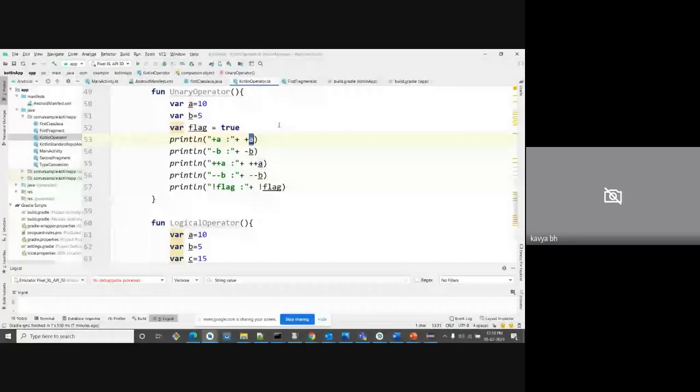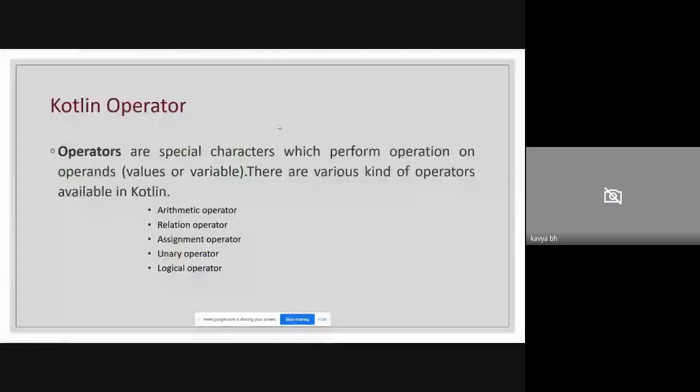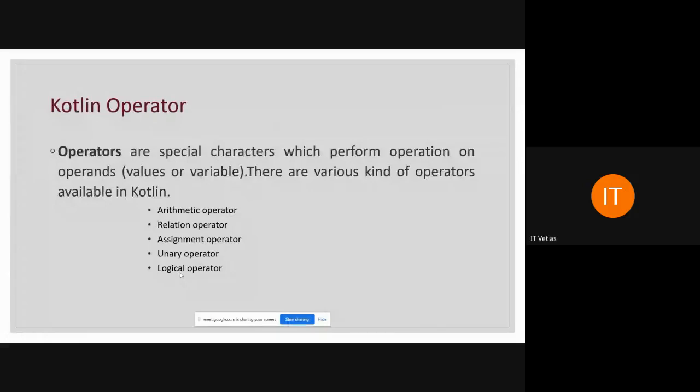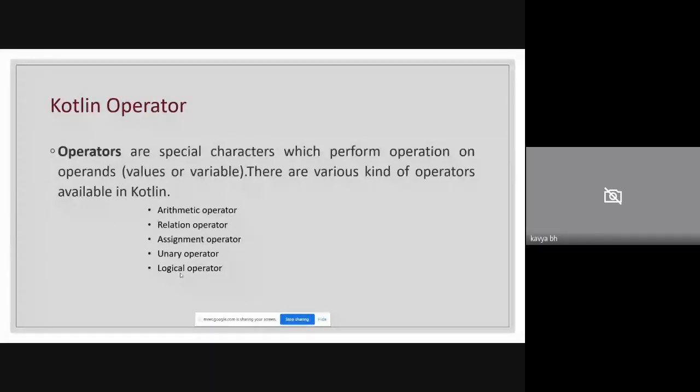And the next one is the logical operator. What is the meaning of a logical operator? Logical operators are used to check the condition between the operands, checking the condition between the two operands. For example, if both conditions have to be true, then only we show some message, or if any one of the conditions is true, then we allow that.